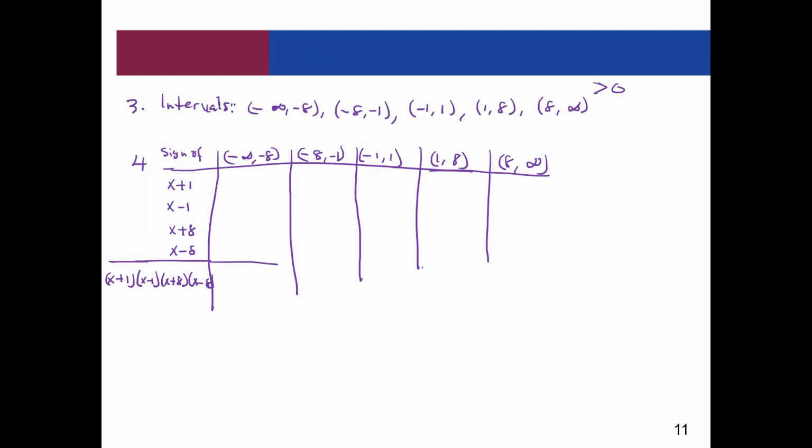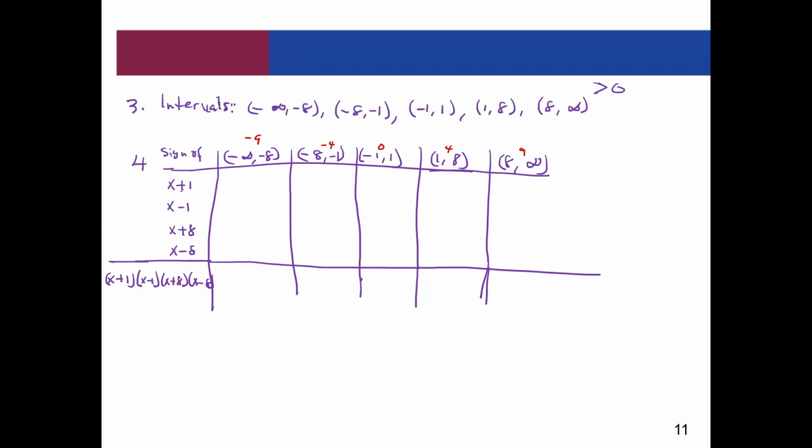So we're going to test all these and then decide which intervals will satisfy the inequality that we have. Okay, so let's pick some test values. For this one, we will use negative 9. Then we will use say negative 4, which is there. Here we can use 0. Here we can use 4, and there you can use 9. So these are our test values. Let's test on each of them.